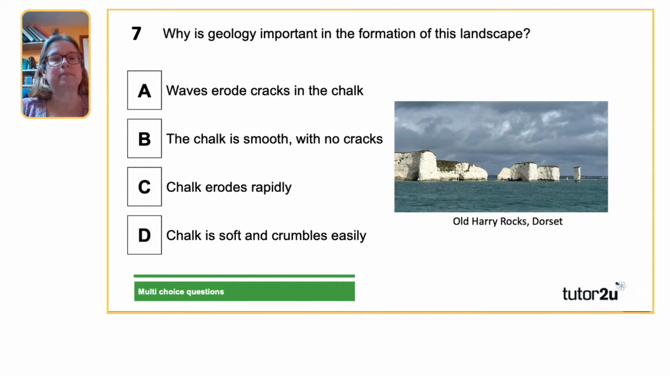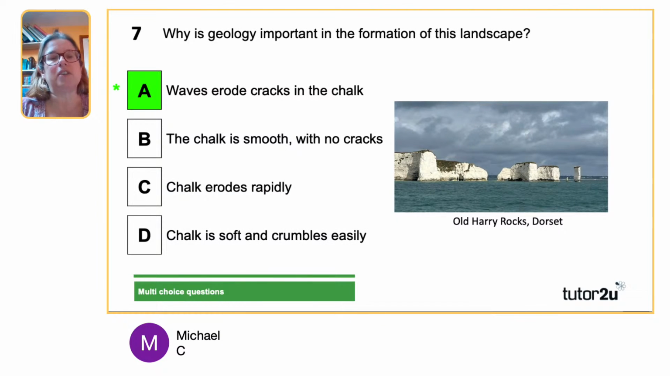On to number 7. Right, okay, so we have some shout outs for good old Harry. So there is a picture that I've taken. Why is geology important in the formation of this landscape? Have a little look and see which one you think it is. Right, so we're getting some different answers coming up here. We've got some C's, we've got some A's. So old Harry, down on the Dorset coast near Swanage. Let's see the answer to this one.